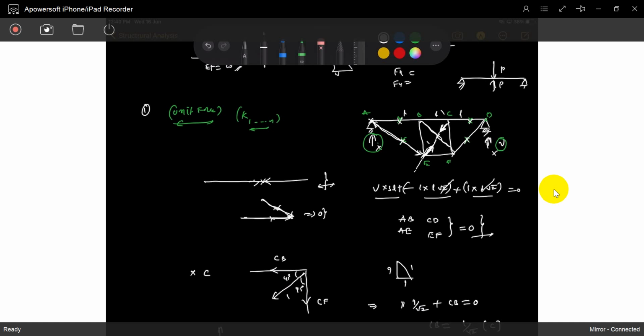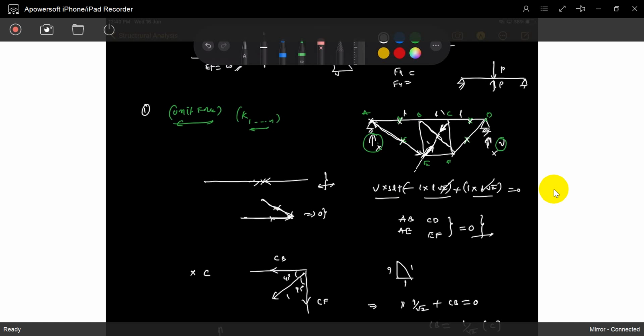Finally, what you achieve is just understanding what is the meaning of K force. K force is if you apply some unit force in the redundant direction, how much effect it has on the remaining members. Some members have an effect, some members don't. Some members have how much effect?